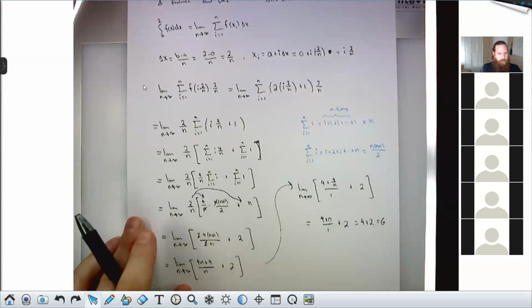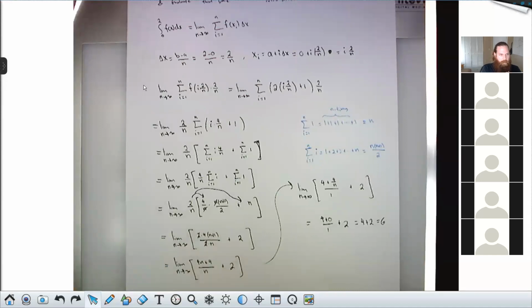So I'll give you a minute if you're writing any one of these steps down. Please go ahead and get them down. And I'll show you a couple other ways to evaluate this integral. Five more seconds.